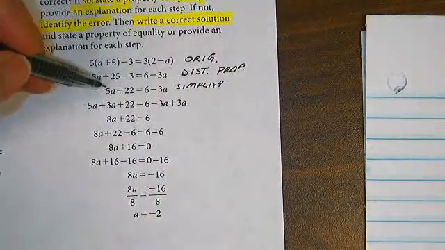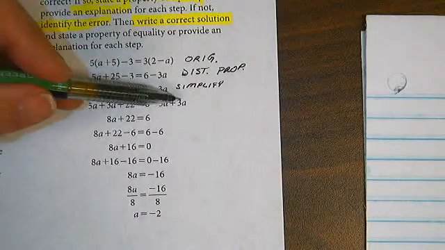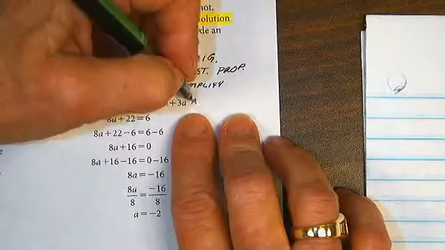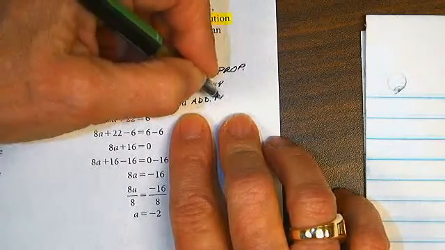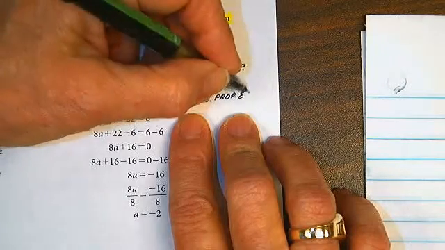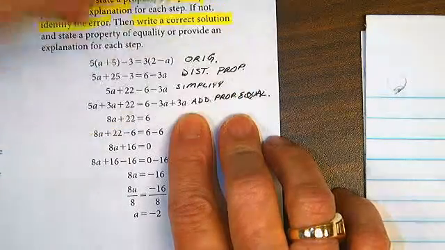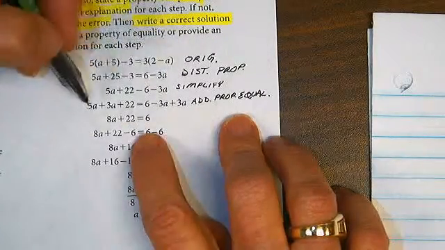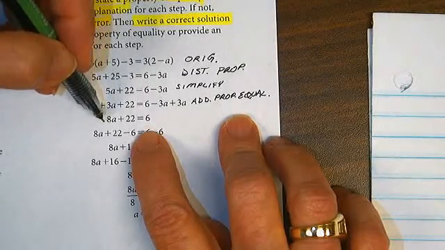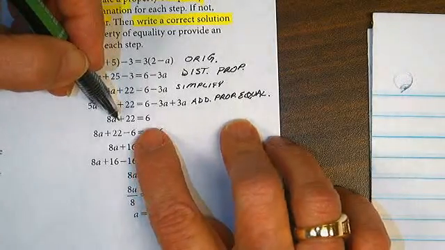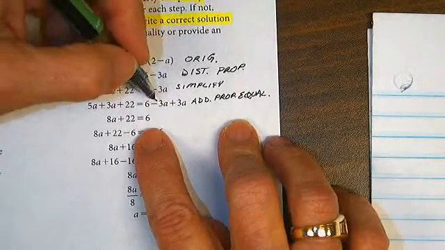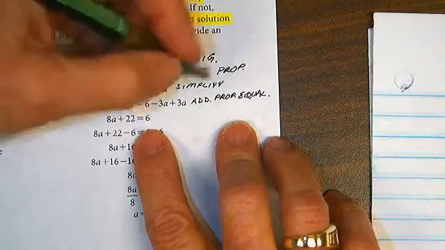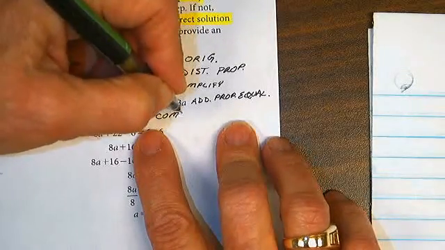Next, we add 3a to both sides. That is the addition property of equality. And the reason we do that is we want all the a's on the same side of the equation. So now 5a plus 3a is 8a plus 22 on the left. 6 minus 3a plus 3a is 0. That gives us 6 on the right. We have combined like terms.